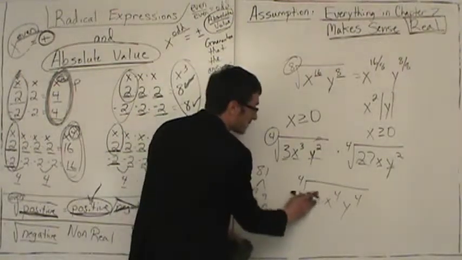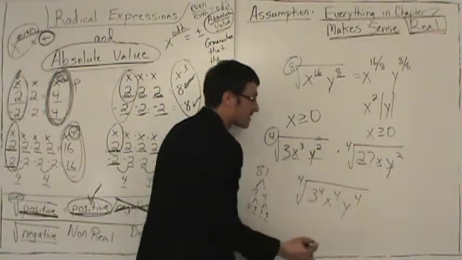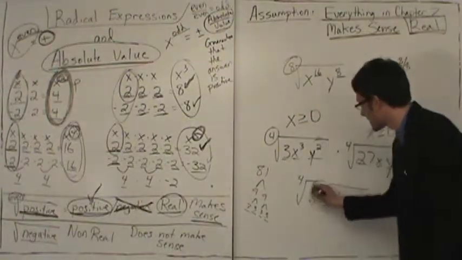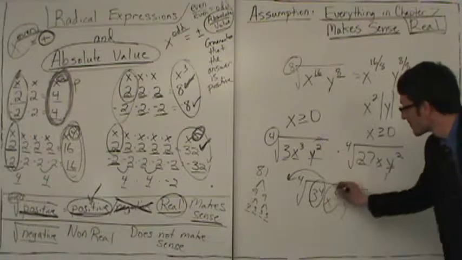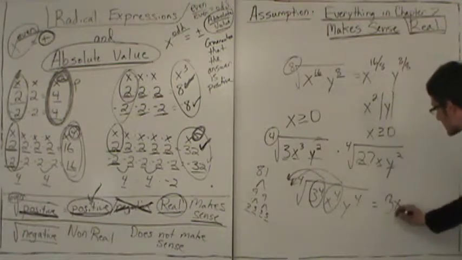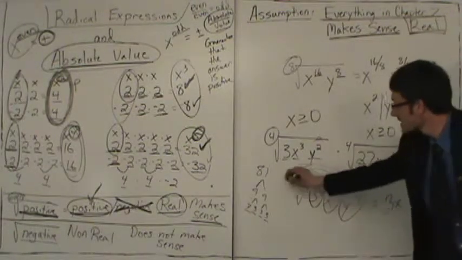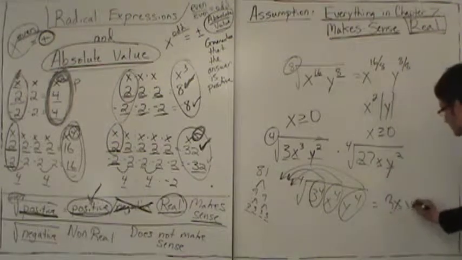We're going to take the 81, erase it, replace it with 3 to the fourth. We take out groups of 4. We take out a group of 4 3s. We get what? We get a 3. We take out a group of 4 x's. We get what? We get an x. We take out a group of 4 y's. We get what? We get a y.